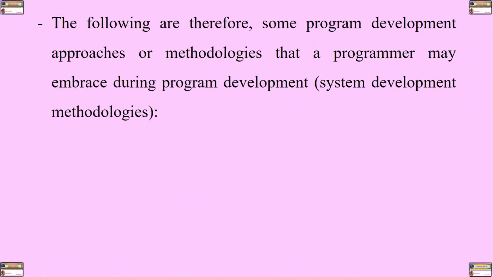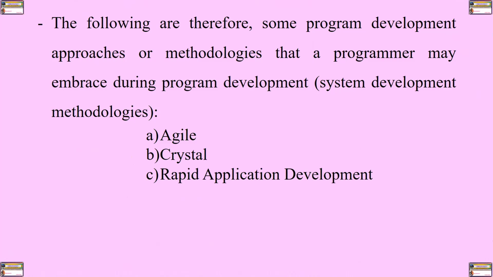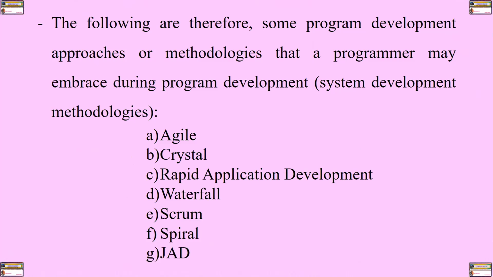The following are therefore some program development approaches or methodologies that a programmer may embrace during program development, or what we call system development methodologies. Number one is the Agile. Number two, Crystal. Number three, Rapid Application Development or RAD. Number four is Waterfall. Number five is Scrum. Number six is Spiral. Number seven is Gantt.